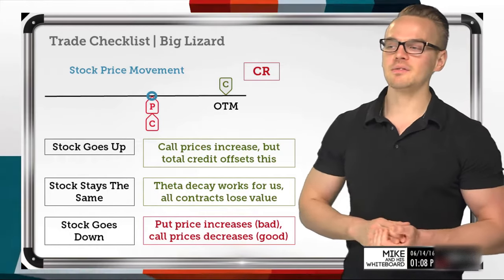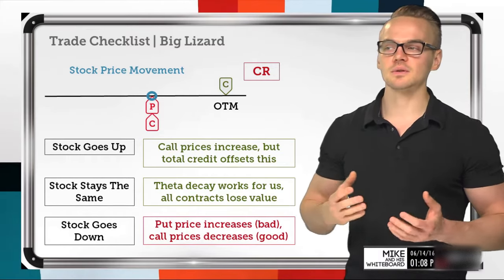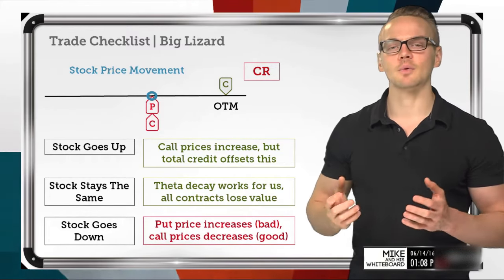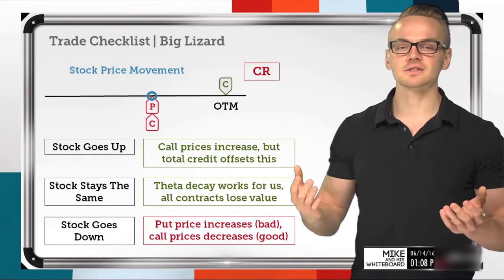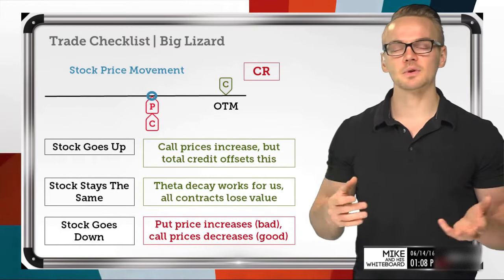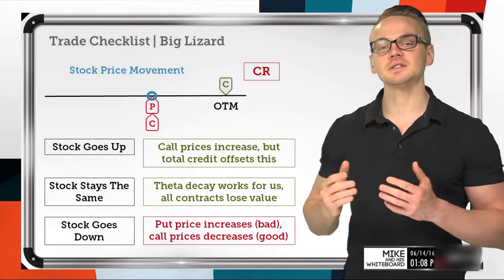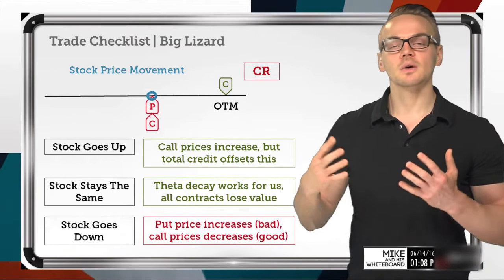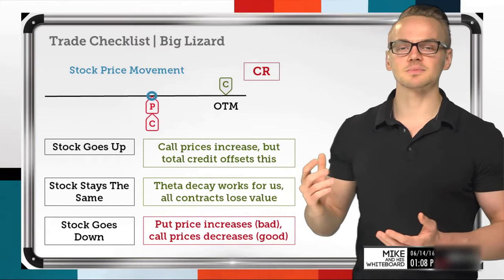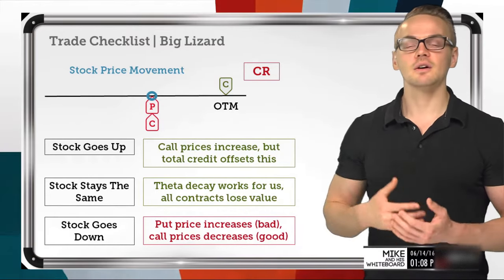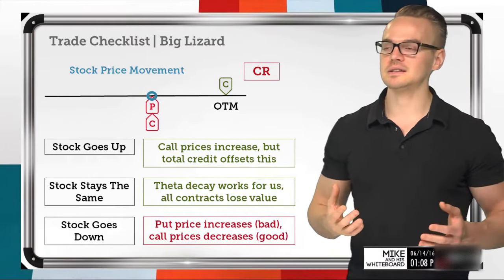So be aware of that, but what's really cool with these sorts of strategies is we're definitely collecting a lot more. Instead of a regular jade lizard, where we have all out-of-the-money options and we're usually trying to collect around a dollar, here I can collect a lot more, especially with a higher priced underlying. So we usually don't hold these until expiration. We usually try and take these off for a smaller profit because we're collecting so much.